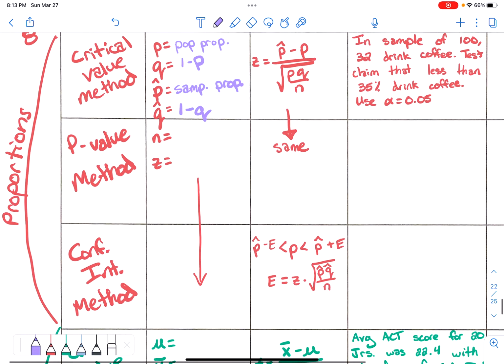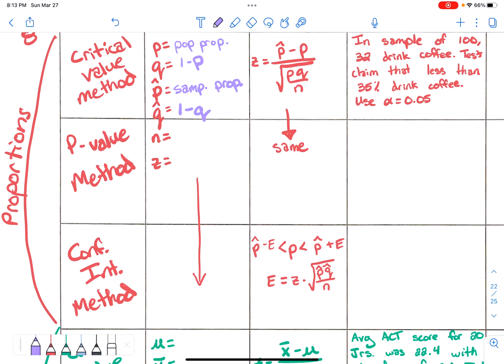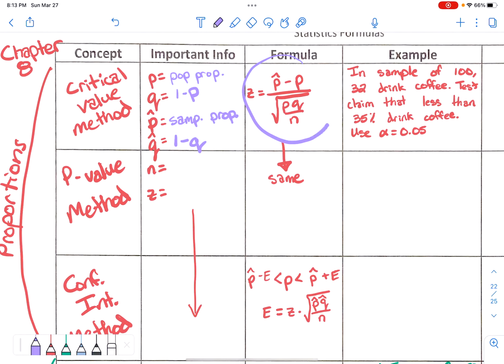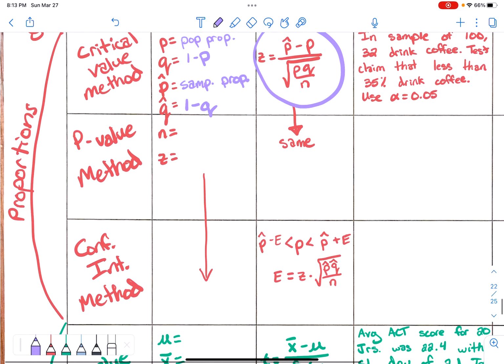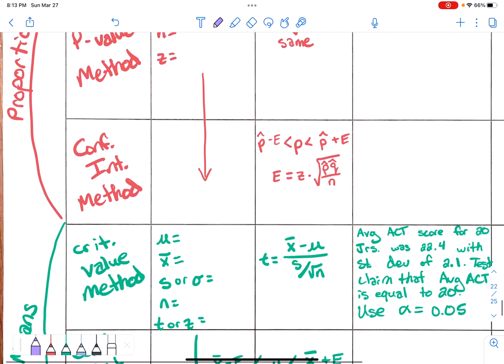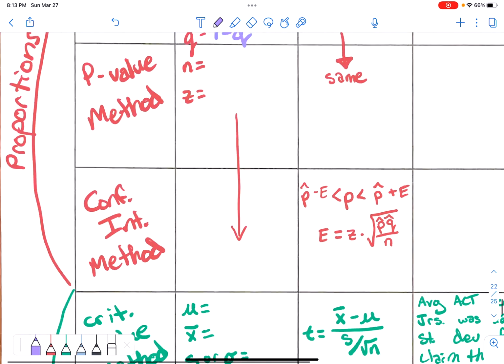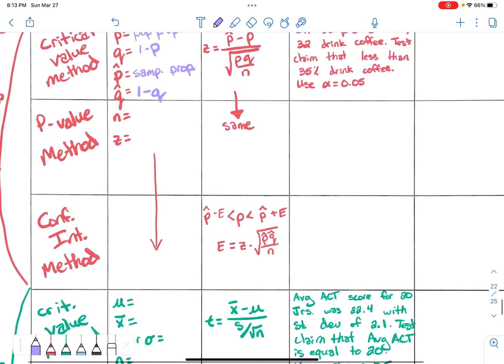Now, be careful when you're using Q and Q hat or P and P hat, because when you're doing the critical value method and p-value method, you're going to use this formula. Notice that the stuff underneath the square root is P and Q, versus when you're doing the confidence interval formula, where you're still doing a square root, but you're doing P hat, Q hat. So be very careful which method you're doing and which P and Q you are using, okay?